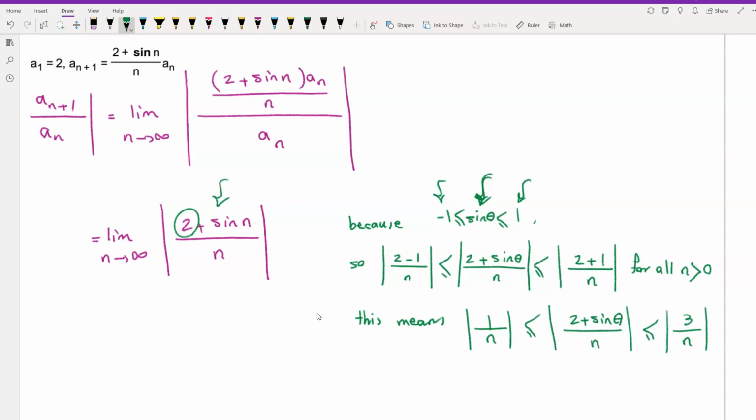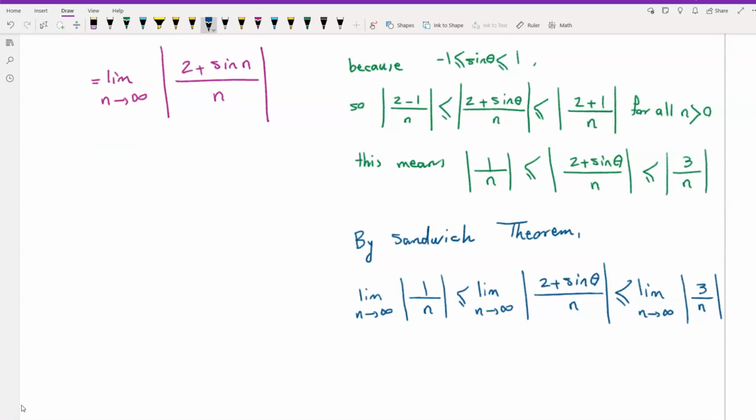So we have 2 minus 1, and we have 2 plus sine. We have 2 plus 1 on right side, and then divide all of these by n. So here divided by n, we have 2 minus 1 over n, 2 plus sine theta over n, and 2 plus 1 over n. And then simplify, so we have absolute value of 1 over n less than or equal to absolute value of 2 plus sine over n less than or equal to absolute value of 3 over n, and this is for all n greater than 0.